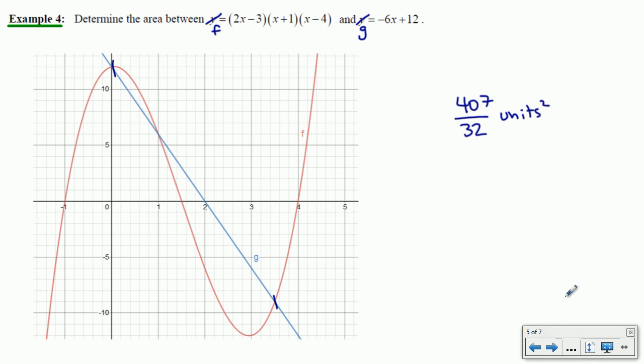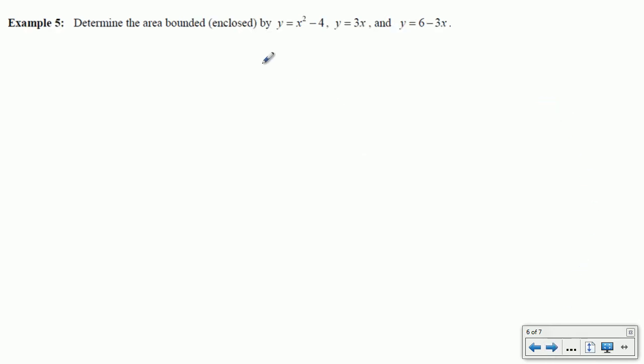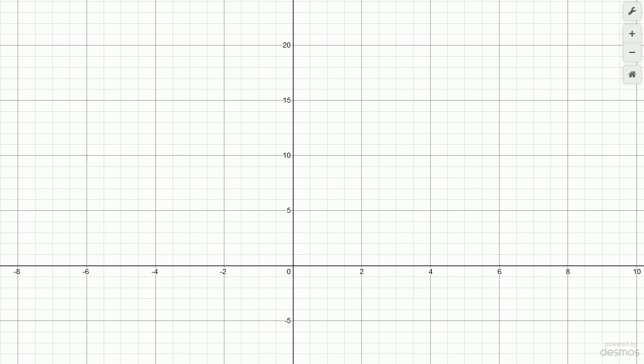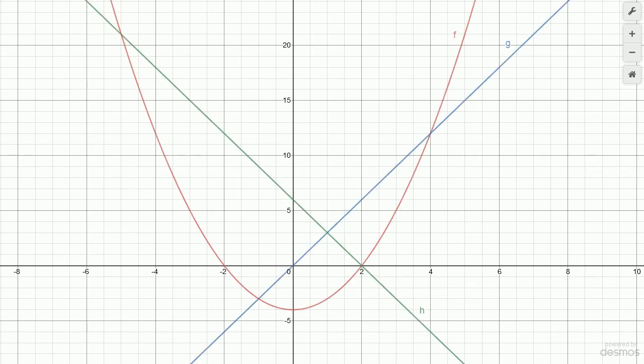So we're going to move on to the last example of the day. So with number 5, we need to determine the area enclosed by x squared minus 4, 3x, and 6 minus 3x. We'll maybe call this f, g, and h. Now before we continue subtracting functions and taking antiderivatives, it would be very helpful to take a closer look and lay out our strategy to solve this question. So here are the functions: x squared minus 4, 3x, and 6 minus 3x.